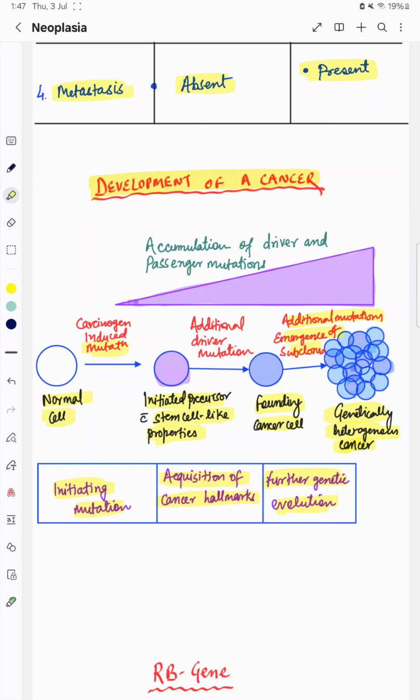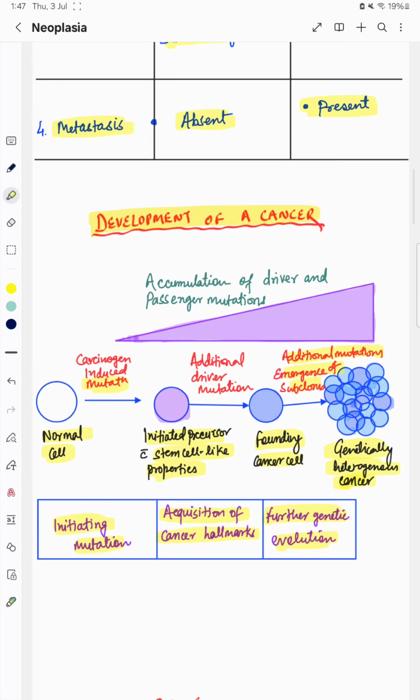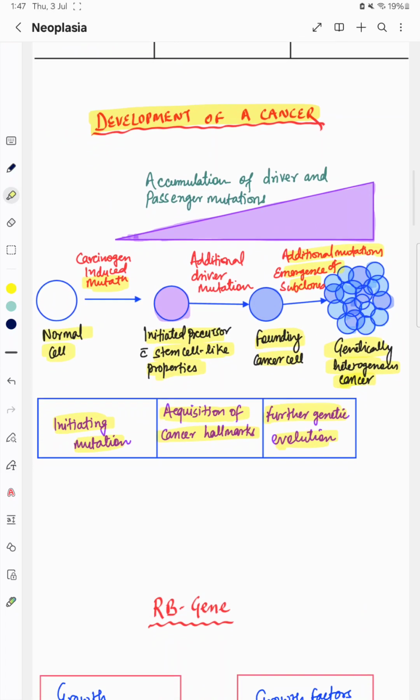So this is a basic introduction of neoplasia, in which we have covered nomenclature, the difference between benign and malignant tumors, and the basics about the development of cancer. In the next lecture, we will discuss the molecular basis of cancer and hallmarks of cancer.